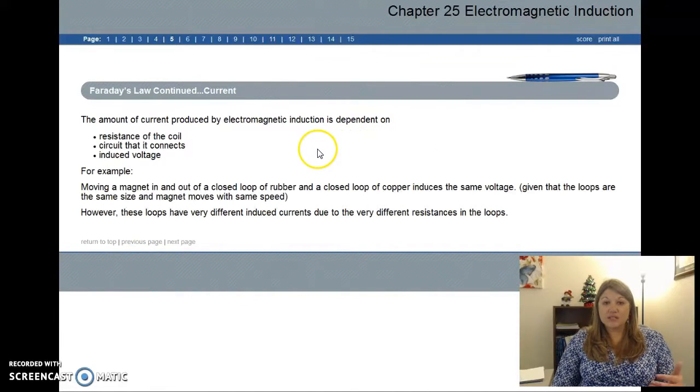Faraday's law still has to obey Ohm's law. So the current produced depends on the resistance, how the circuit is wired up, series, parallel, all that. And of course how much voltage is there, which depends on the loops, how fast the magnetic field is changing, and so on and so forth.